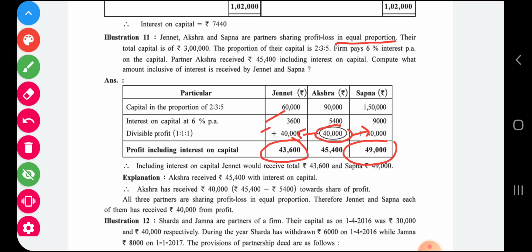So friends, these are basic examples that we have discussed, examples 1 to 11.